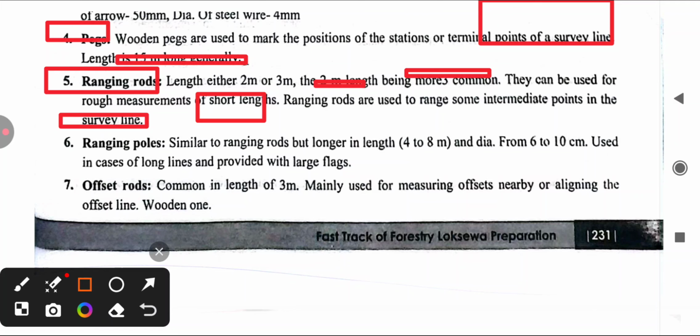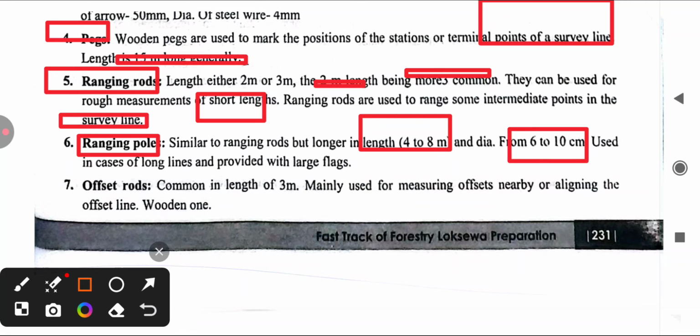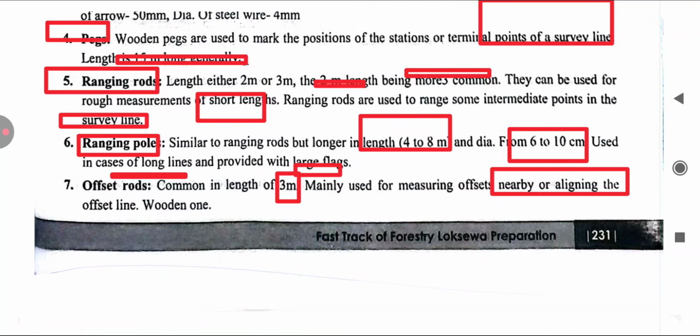Ranging poles are similar to ranging rods but longer in length, 4 to 8 meter, and diameter from 6 to 10 centimeter. They are used in case of long lines and are provided with a large flag. Offset rod is common in length of 3 meter, mainly used for measuring offset nearby or aligning the offset line, wooden ones.